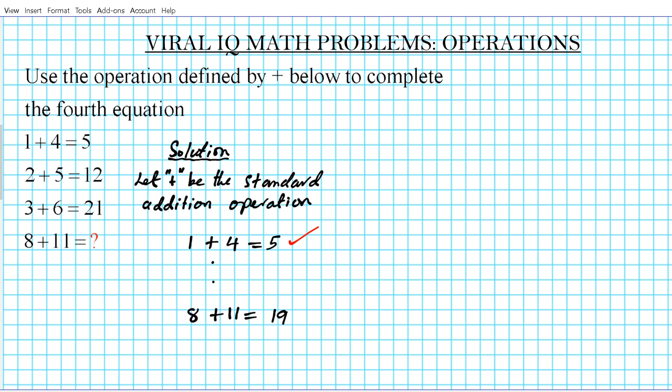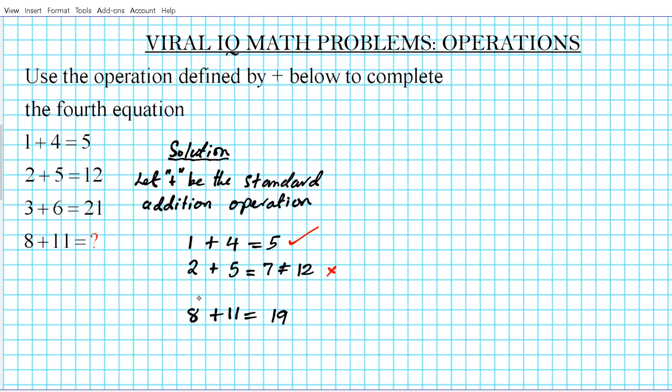Well, one thing that you want to keep in mind is that you have two other equations that whatever operation you specify must satisfy. So if this plus were the standard addition operation, it has to satisfy equations 2 and 3. So what is 2 plus 5? 2 plus 5 is 7 using the standard operation, but this is not equal to 12, which is the output here. So this standard addition operation does not satisfy the second equation, which is an automatic fail.